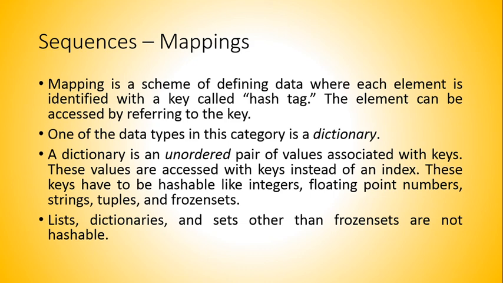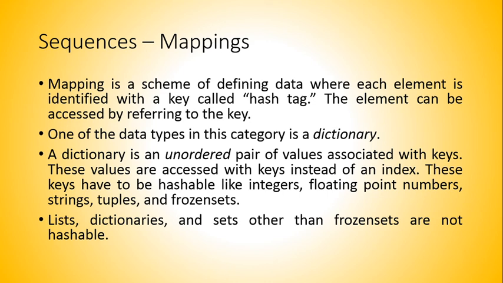So what is a key? What is a hash? This refers to the generation of a dictionary, and it will be discussed in later lectures. One of the data types, the dictionary, is also part of mapping. These are unordered pairs of values associated with keys, and these values can be accessed with the key only, instead of their index number. So if I want to know what is in the first line or the second line, I will use the keys and not the index number.